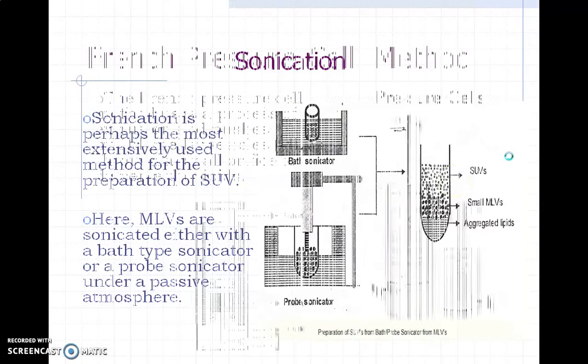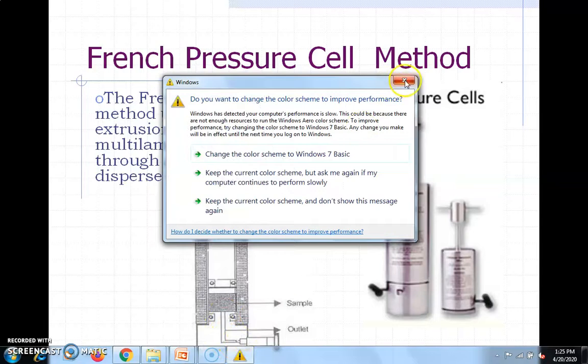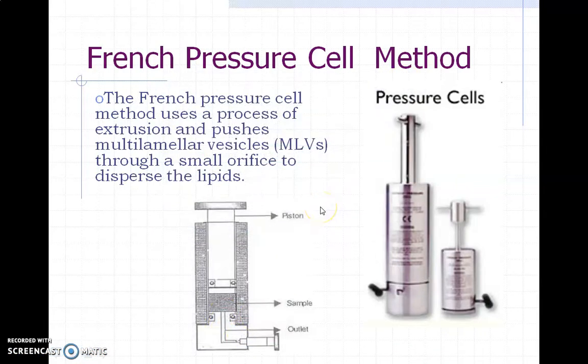Next method is French pressure cell method. The French pressure cell method uses process of extrusion and pushes the multilamellar vesicles through a small orifice to disperse the lipids. Means here we can see the piston for application of pressure. This is the dispersion of multilamellar vesicle, and this is outlet. Means with high pressure they are extruded through a small orifice.